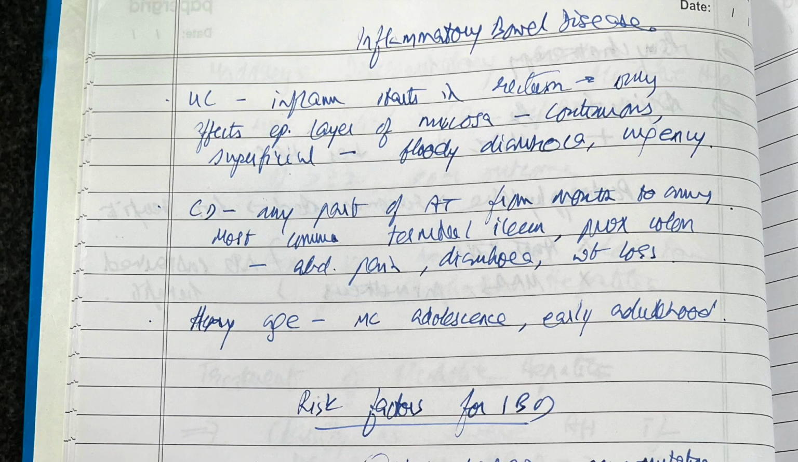In Crohn's, any part of the alimentary tract can be affected, from the mouth to the anus. The most common involvement would be the terminal ileum and the proximal colon. The patient can present with abdominal pain, diarrhea, and weight loss. It can happen at any age, most commonly adolescence and early childhood.